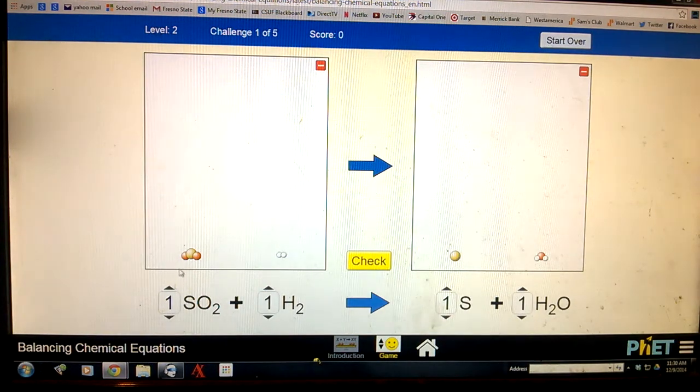Okay, we have 2 oxygen over here. We have only 1. So I would up the amount of oxygen. Now we have the right number of sulfur, and 2 oxygen, 2 oxygen. Now we have 4 hydrogens. 2 times 2 is 4. Over here, we only have 2. So if we add another pair, now we have 2 times 2 is 4. This should balance.